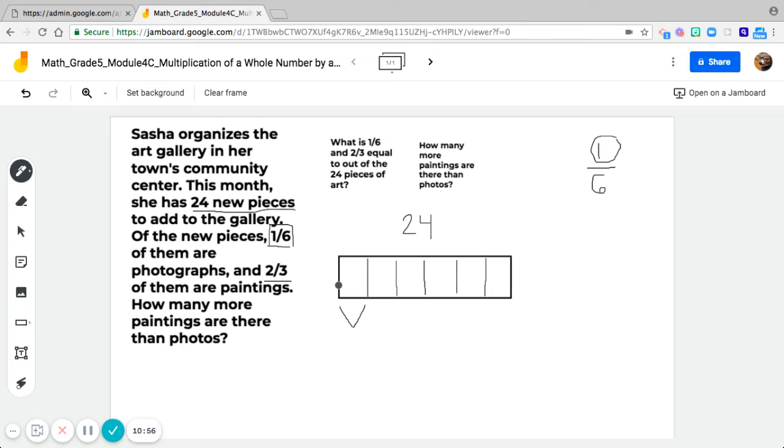So if I have 24 pieces of new art, and I had to divide them into 6 parts, what is 24 divided by 6? Right, that's 4. So each sixth is equal to 4.